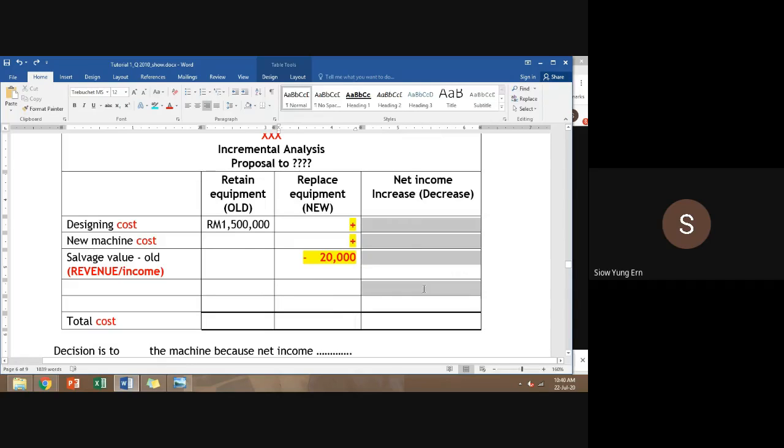Okay, let's do our net income increase or decrease. Let's look at the first one, cost, designing cost. Designing cost. So you compare from the old machine to the new machine. So your net income increase or decrease.